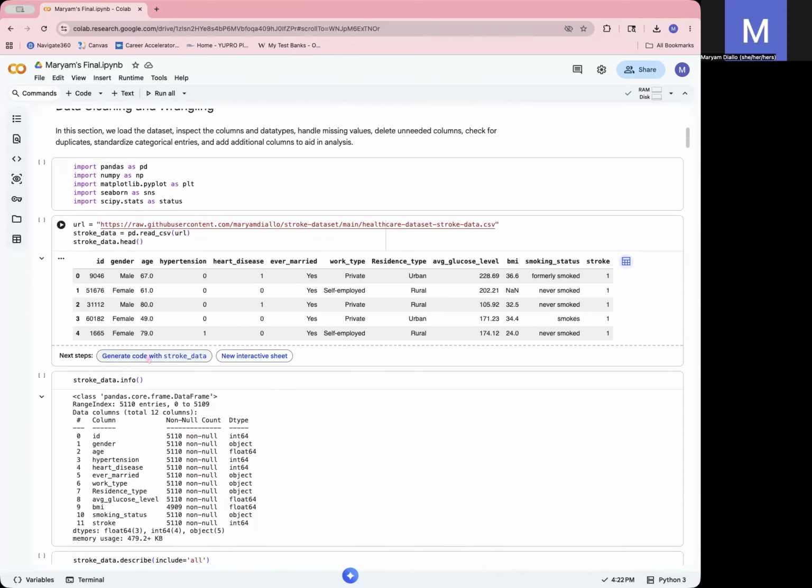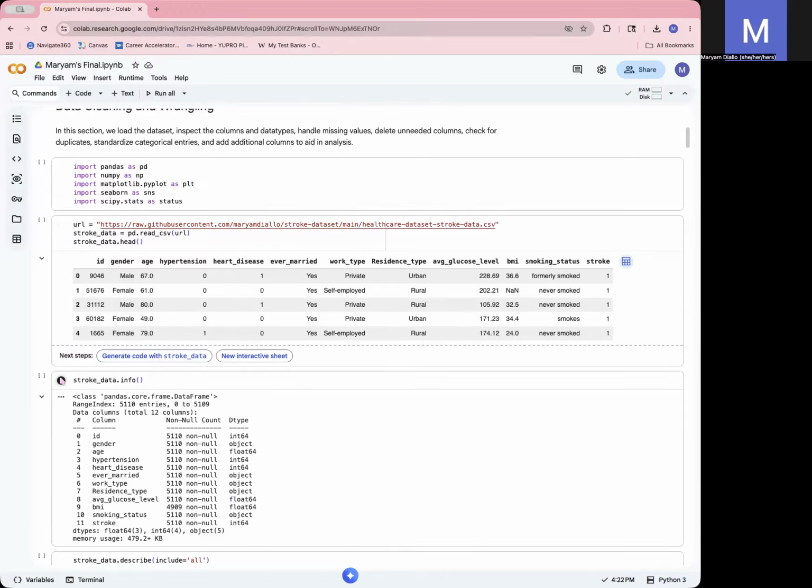Okay, sorry. So first thing, I loaded my data set using the raw GitHub link so that the notebook can run independently without anyone needing to upload anything. This data set has about 5,000 rows and 12 columns.